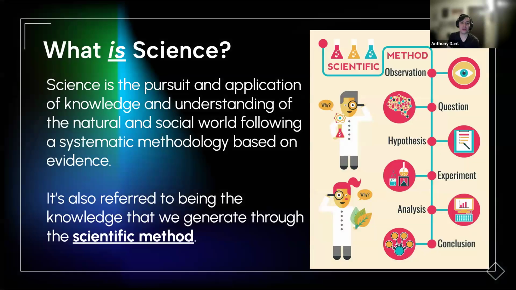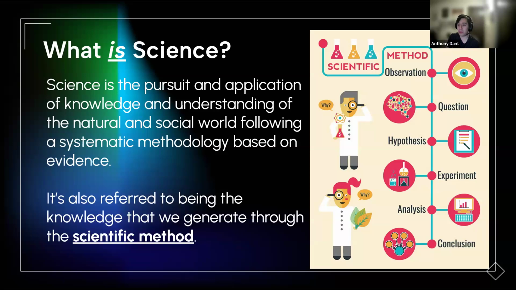All right. So we'll start very broadly with discussing what science is in general. The definition that we're going to be using for this discussion is that science is the pursuit and application of knowledge and understanding of the natural and social world following a systematic methodology based on evidence, which is essentially saying science is a method that we currently use to understand how the natural world and social world work. And this is done in a systematic methodology known as the scientific method.